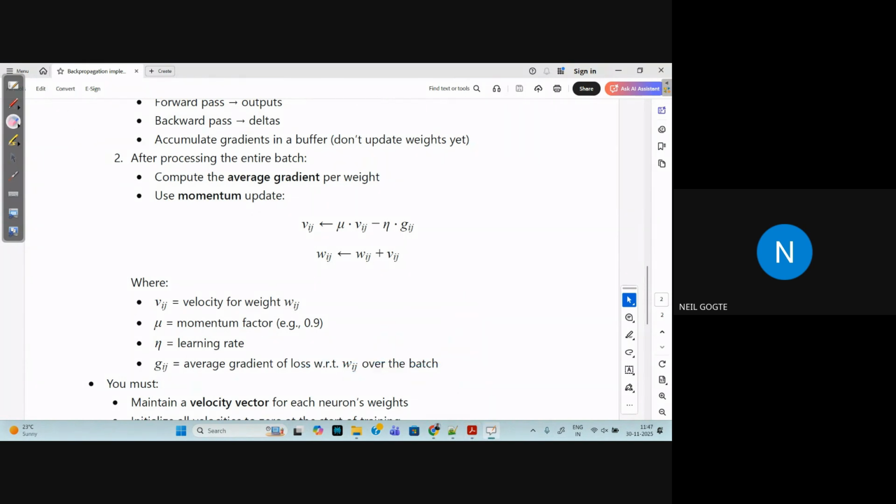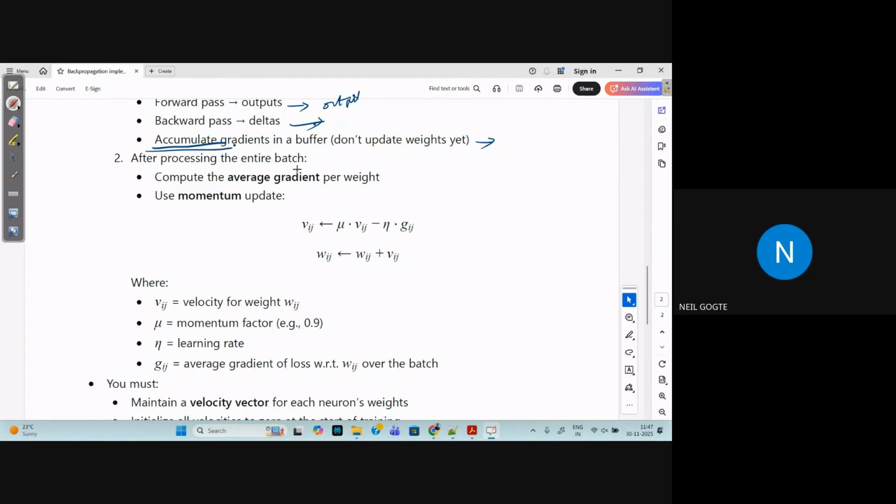Okay, now get a hang. So forward pass accumulates all the outputs. We know that already. Backward pass accumulates the deltas, and also now we have said how to accumulate the gradients in a buffer after every sample. So after every sample, we know what are the gradients to be applied. We have not applied, we have only accumulated the gradients.